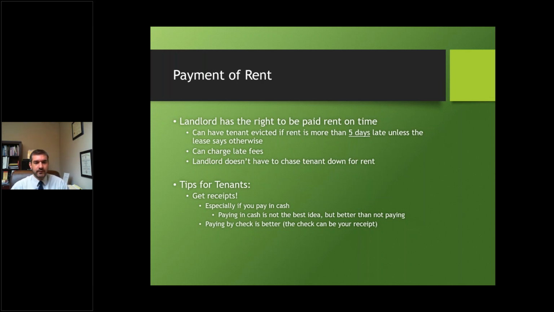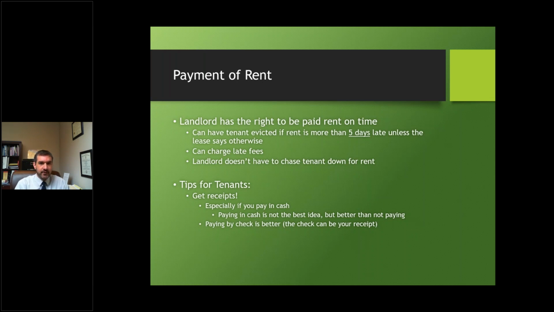Now, it often occurs that there are rent disputes. Landlord says you didn't pay, and the tenant says I did pay, and there's a dispute as to what was paid, when was it paid, that kind of thing. It is vital for tenants to get receipts. If the landlord refuses to give a receipt, which is something that we hear not infrequently, unfortunately, the best advice I can give would be to keep a ledger.